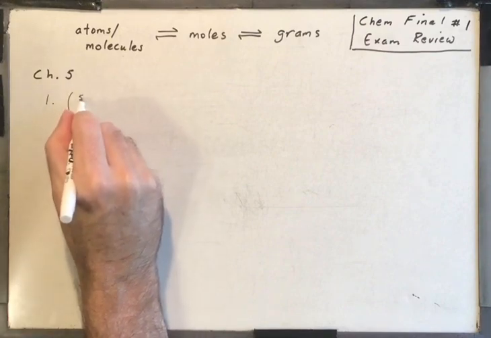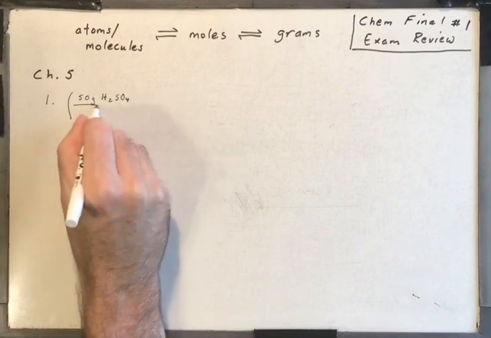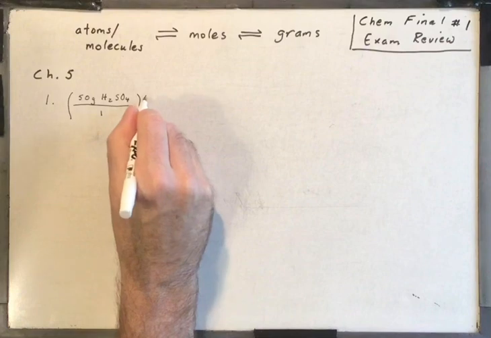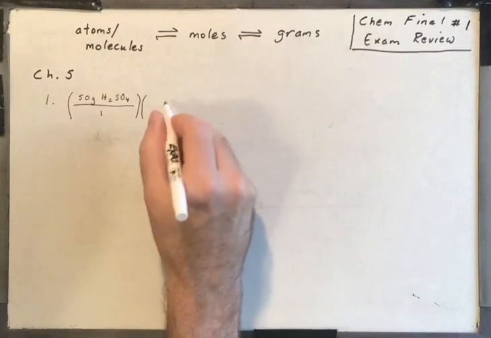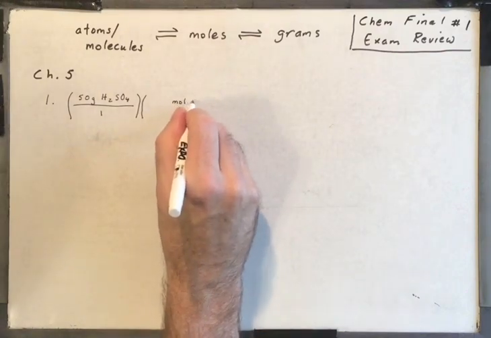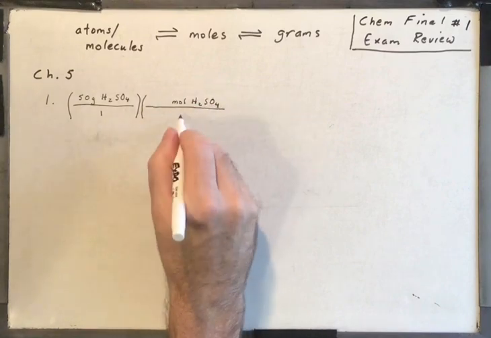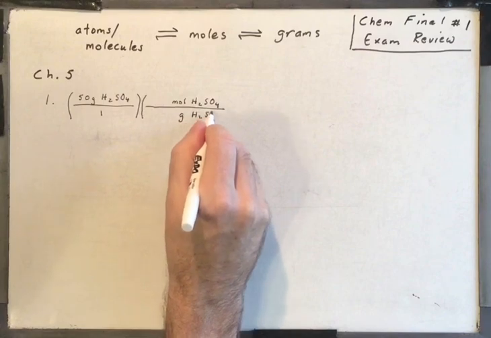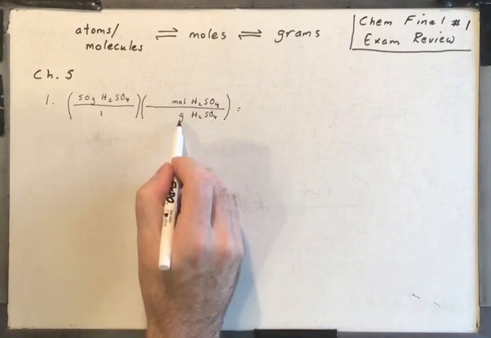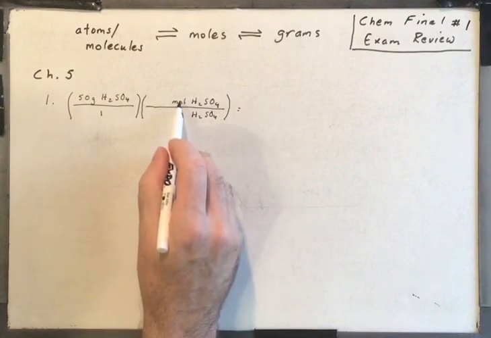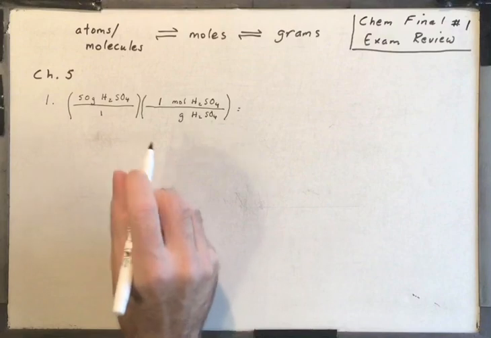So we have 50 grams of H2SO4. If we're just going from grams to moles, that's just two sets of parentheses. So we have moles H2SO4 over grams H2SO4. When you have moles and something other than moles in a parentheses, whether moles is on top or bottom, the 1 always goes by the moles.